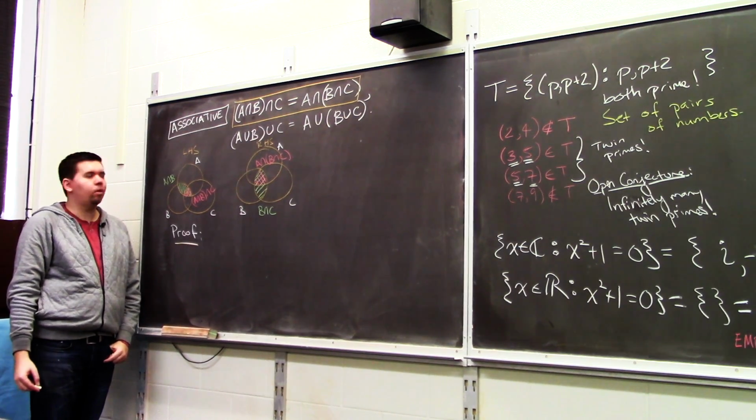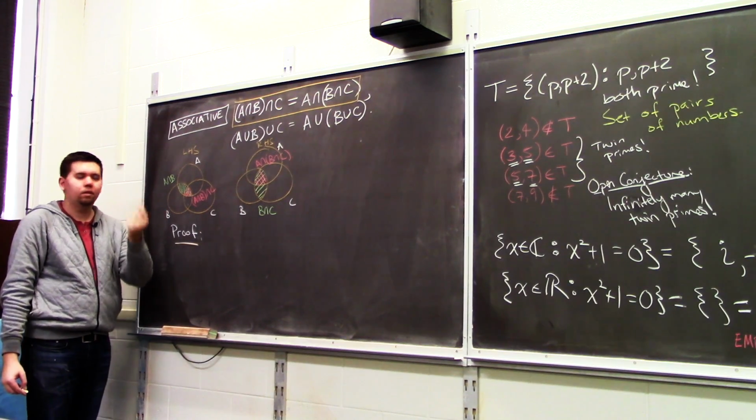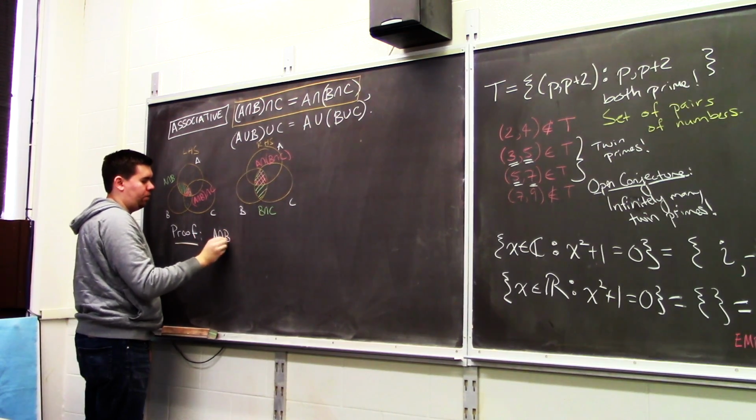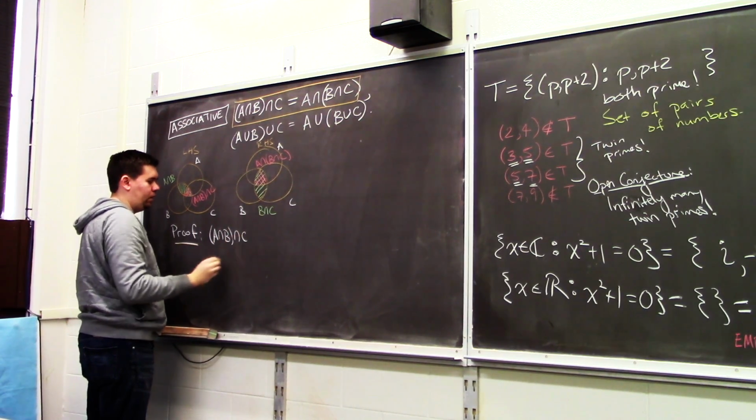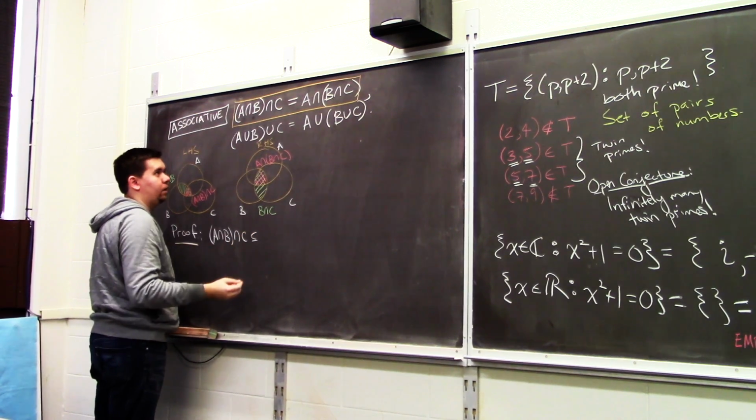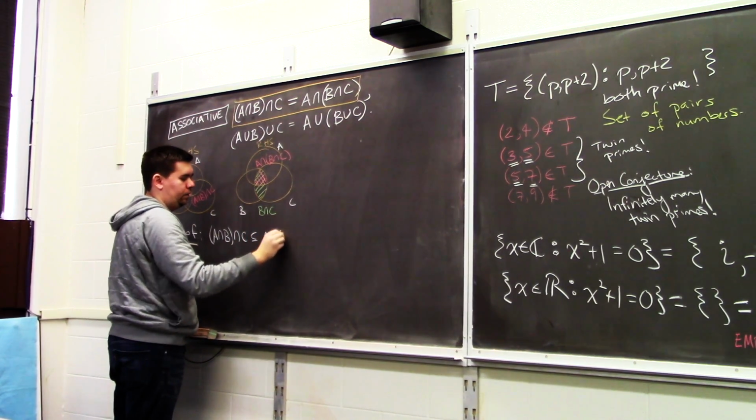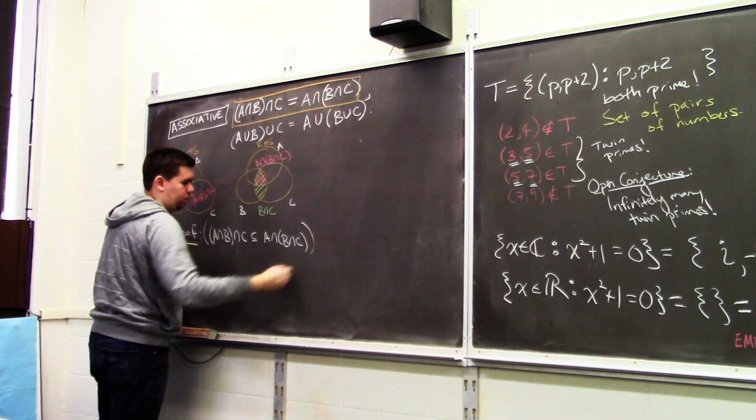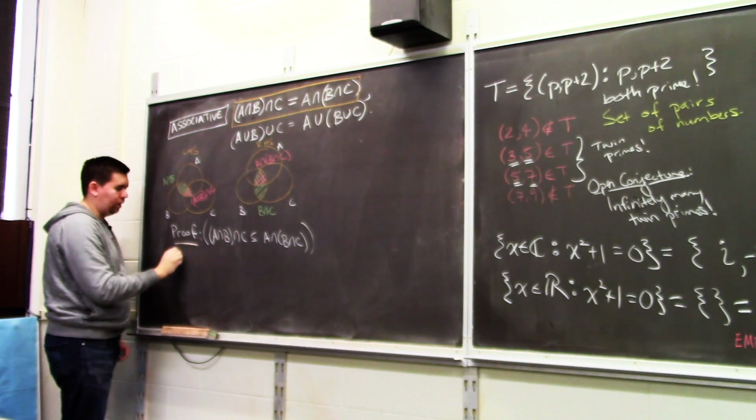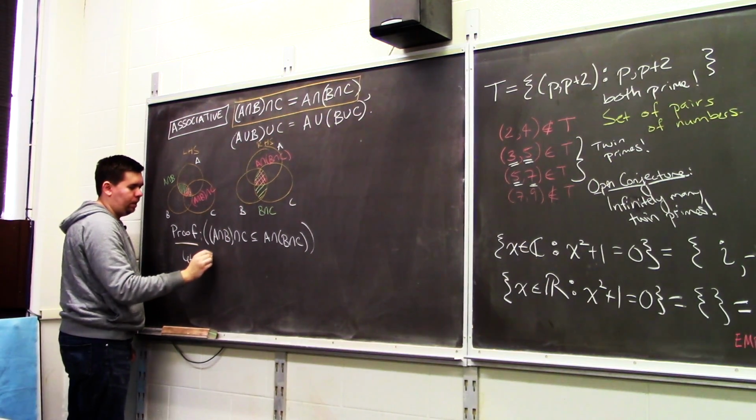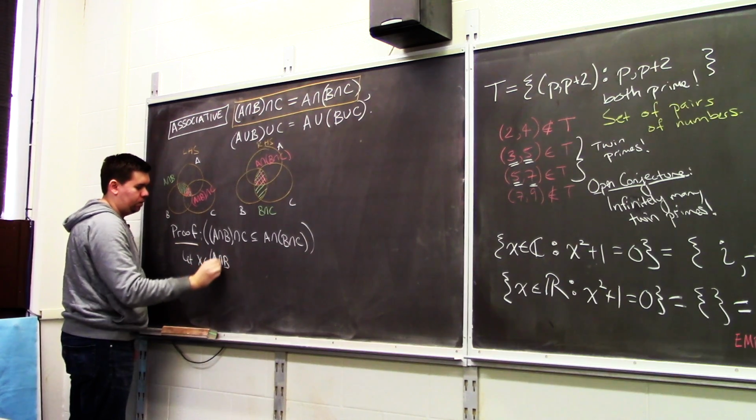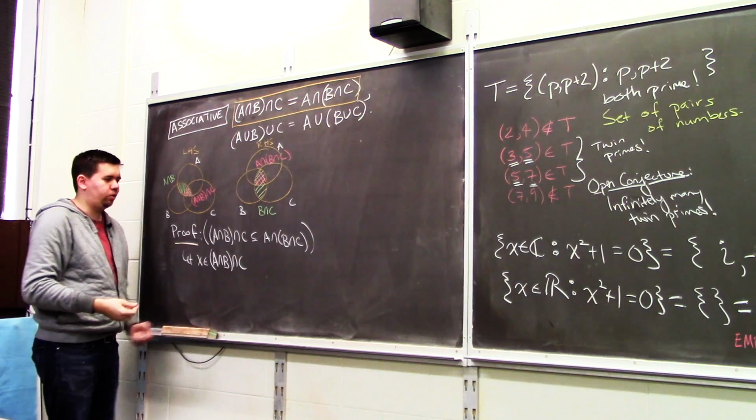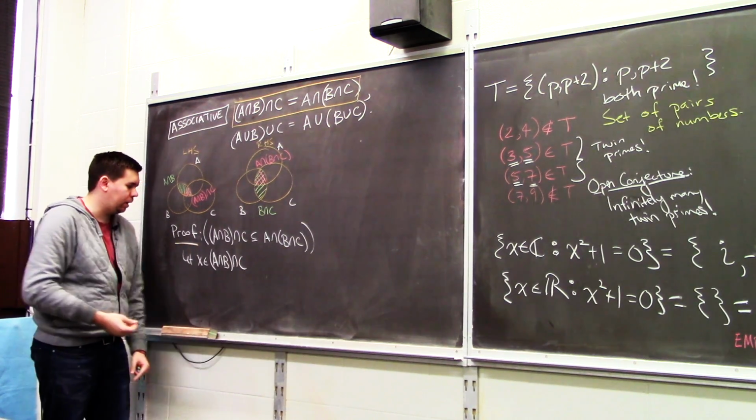To show two sets are equal, we have to show each is contained in the other. So let's begin by showing the left-hand side, (A intersect B) intersect C, is contained in A intersect (B intersect C). For this direction, you say let some element x be in (A intersect B) intersect C. Then you unpack what that means, and you try to arrive at the conclusion on the right-hand side.